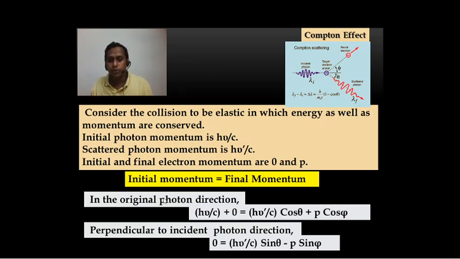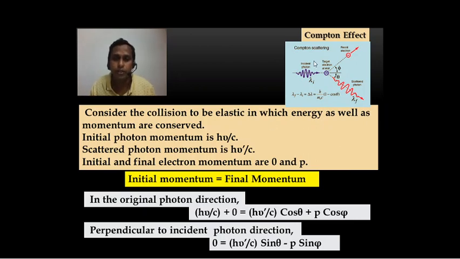So in the original photon direction, consider the momentum conservation. Before collision momentum is equal to after collision momentum. Before collision, momentum h nu by c plus 0, which is equal to the scattered photon momentum in this incident photon direction, h nu prime by c into cos theta, and for the electron, p cos phi.